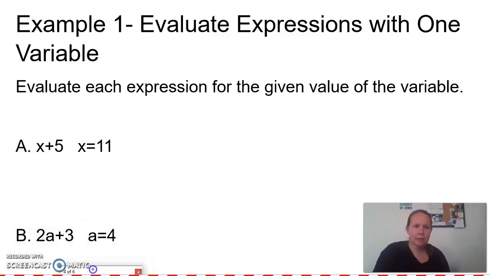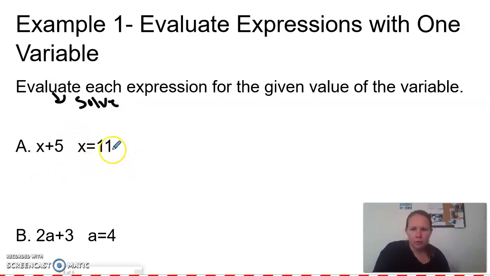Alrighty, so let's look at some examples of evaluating these expressions. Our first example is with one variable. Remember, your variable is your letter part. We evaluate each expression for the given value of the variable. So that's why it's important to understand this: evaluate is another word for solve. Basically, solve the problem.